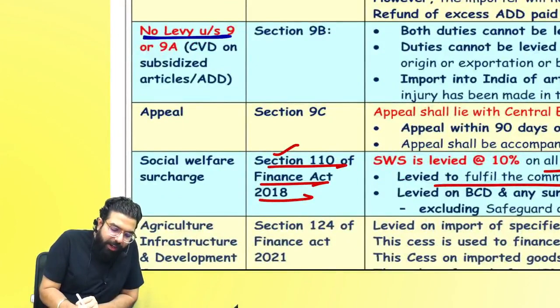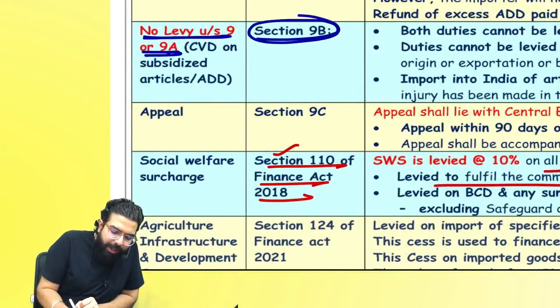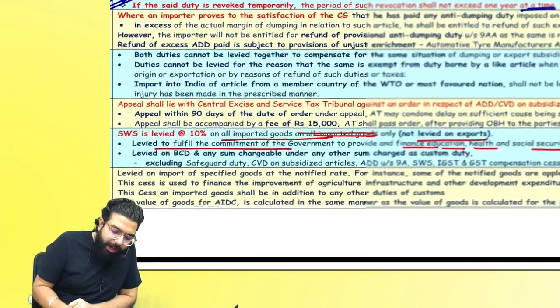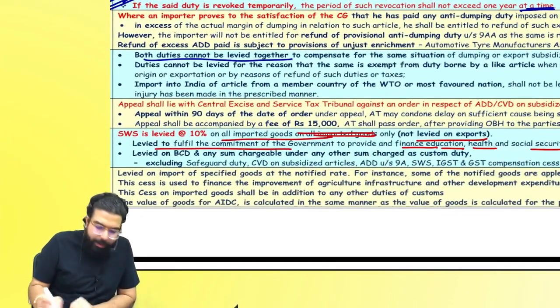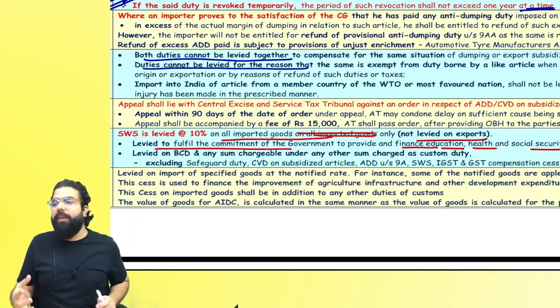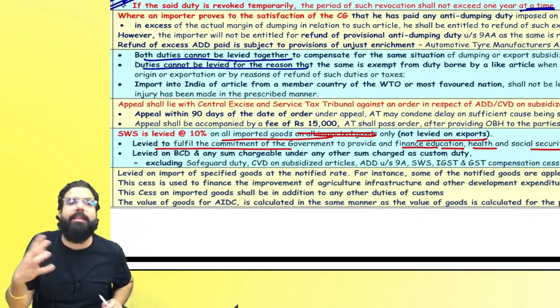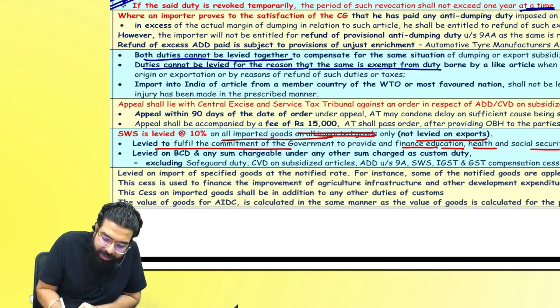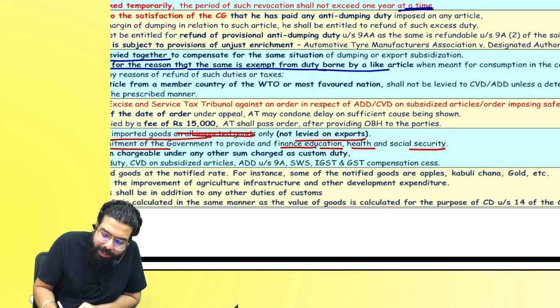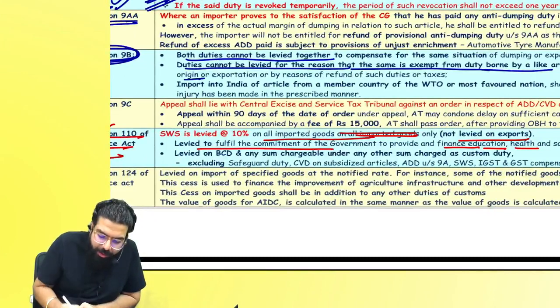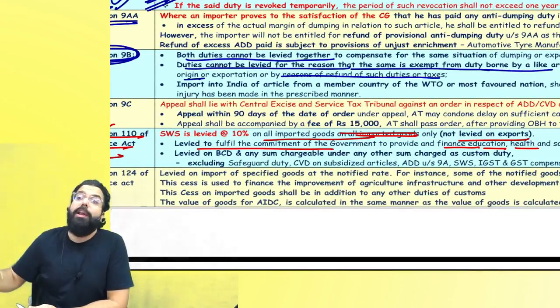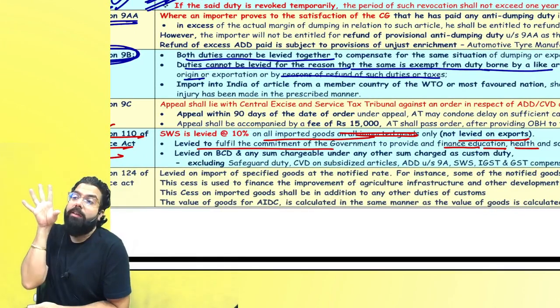Now, sir, no levy under section 9 or 9A. Section 9B says there will be no levy of anti-dumping duty or CVD on subsidized article, and both duties first of all cannot be levied together. And they cannot be levied for what reason? You can't give this reason and charge CVD on subsidized article or anti-dumping duty. Both duties cannot be levied for the reason that the like article is exempted from duty borne when meant for consumption in the country of origin, or by reason of refund of such duty. In the origin country a refund of duty might be given, and you say it's a subsidy and you want to charge CVD on subsidized article.